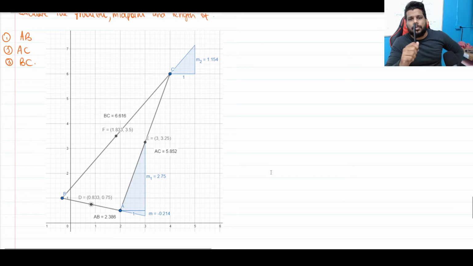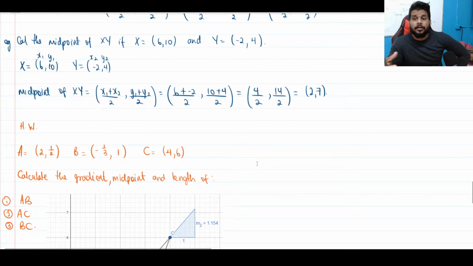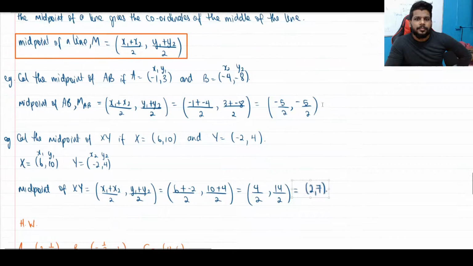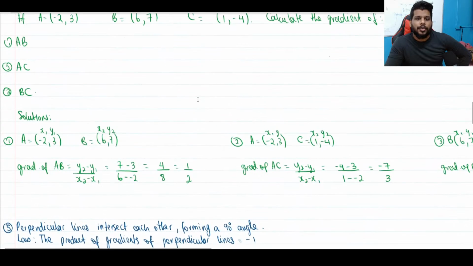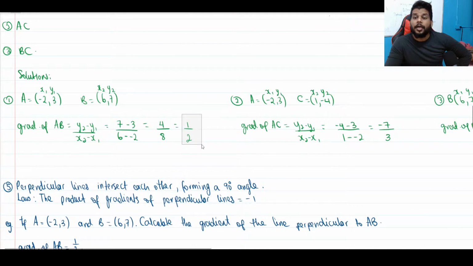So in the last class, we ended off where we calculated gradient, midpoint, and length of line. Reminder, the length of a line is a number. The gradient of a line is also a number. And the midpoint of a line is a point which comprises of an x and a y coordinate. So just keep that in mind when you're calculating midpoint. Midpoints will be a coordinate like (2, 7), whereas the length is going to be a number, as well as the gradient is going to be a number.